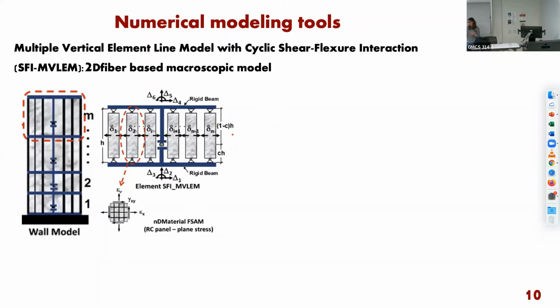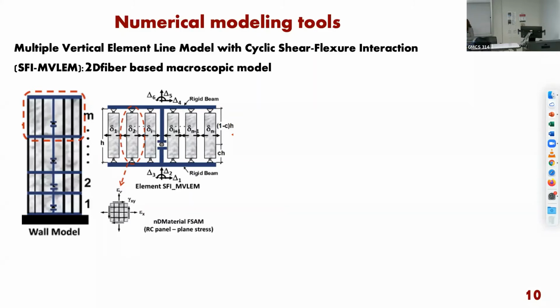walls. So remember at the beginning I showed you that there are two main types of response of the wall. One is more flexural and one is more shear related. But usually in walls we have both of them. So a model that is able to capture this interaction is really helpful because it will give better predictions.